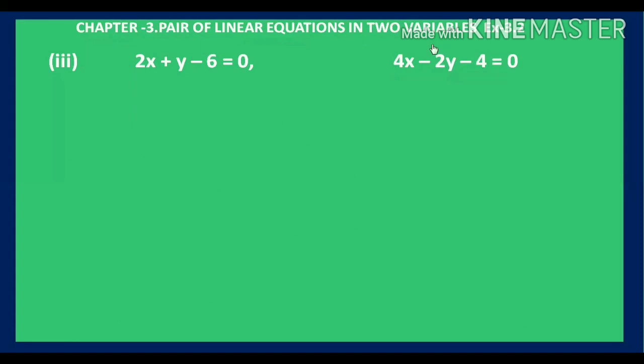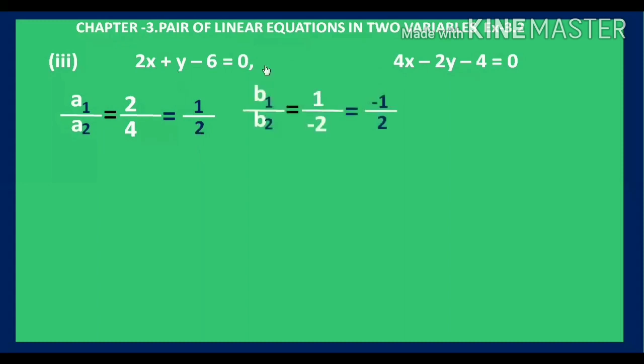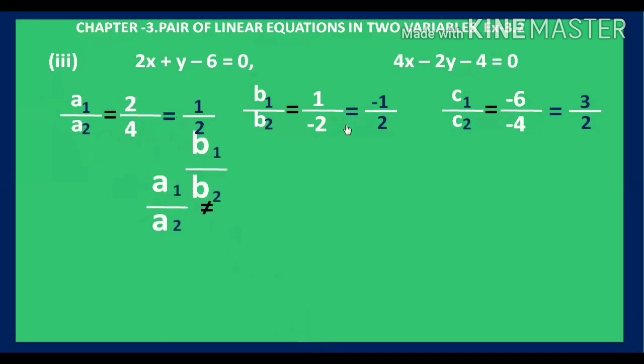The third part equations given are 2x plus y minus 6 equals 0, and 4x minus 2y minus 4 equals 0. So a1 upon a2 is 2 by 4, which is 1 by 2. b1 upon b2 is 1 upon minus 2, we put the value with sign, and c1 by c2 is minus 6 by minus 4, which is 3 by 2. So first we compare a1 upon a2 to b1 upon b2. You can see both are not equal. If a1 upon a2 is not equal to b1 upon b2, then c1 upon c2 is not required.